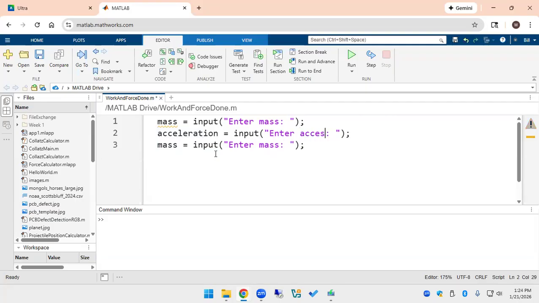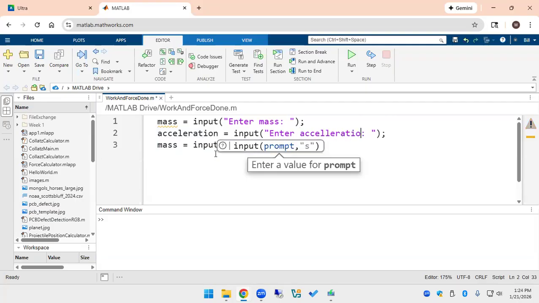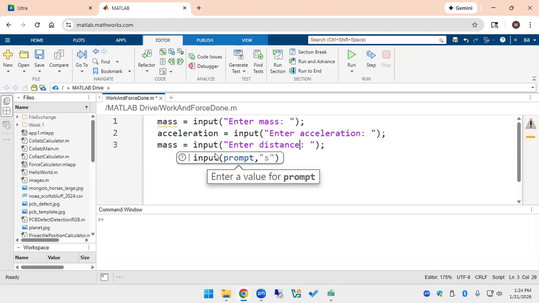Okay, I think that's right. Oh no, there's only one L. MATLAB does not have a spell checker. And distance.